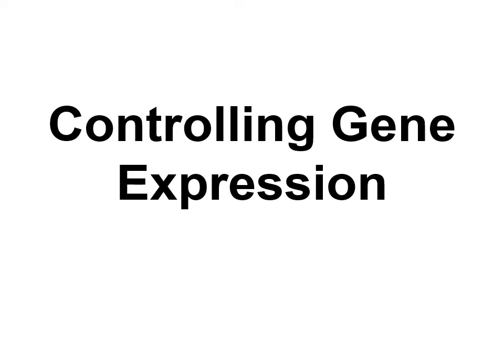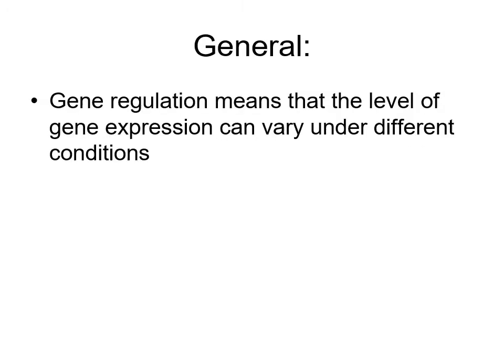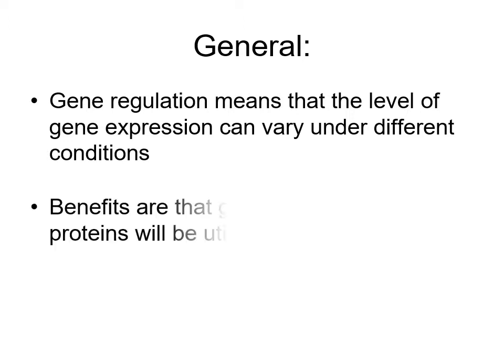Controlling gene expression. In general, gene regulation means that the level of gene expression can vary under different conditions. Depending on what the cell is trying to do, it may need more or less of a particular protein, and those proteins are encoded for in the genes. And so if we regulate those genes, we get the right amount of protein.